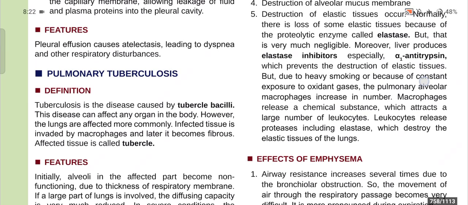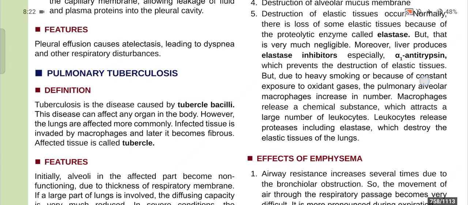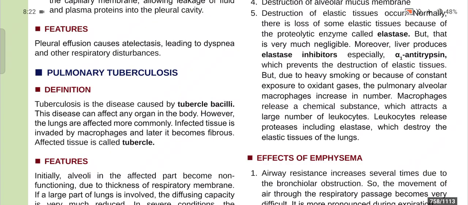Now, we have discussed pulmonary tuberculosis. What is TB or tuberculosis? It is a disease caused by tubercle bacilli, and this disease can affect any organ in the body. However, the lungs are affected more commonly. An infected tissue is invaded by macrophages and later it becomes fibrous, and the affected tissue is called tubercle. Your examiner may ask you a tricky question, that is, TB does not affect which organ? TB does not affect the hair and the nails only. Except these two parts, any part of the body can be affected by TB.